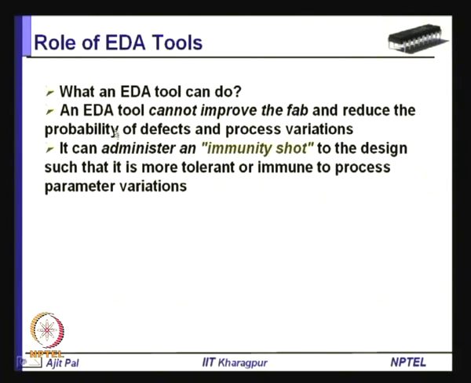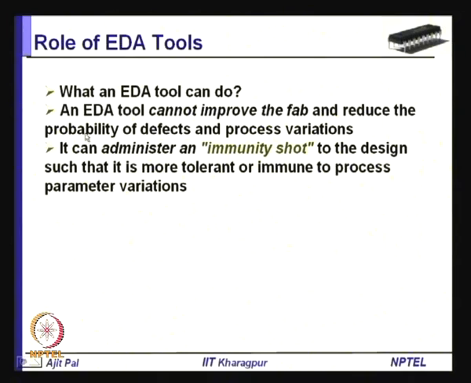And obviously, in this case, what is the role of the EDA tools? An EDA tool cannot improve the fab. As I told, the fabrication house will keep on fabricating chips, and they will have their inherent process parameter variations that cannot be changed, and CAD tools cannot really do that. The only thing the EDA tools, the electronic design automation tools, can do is administer a kind of immunity to the design. That means, they can design in such a way that it is more tolerant or immune to process parameter variations.